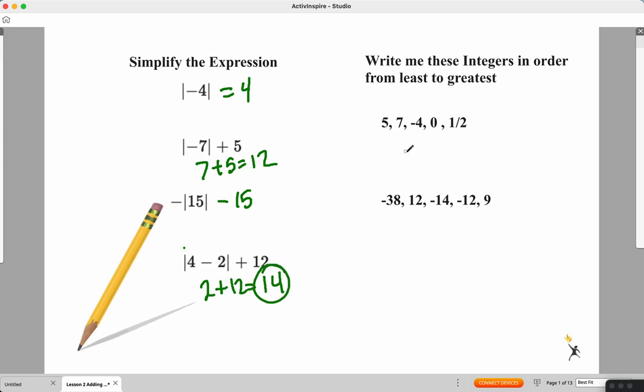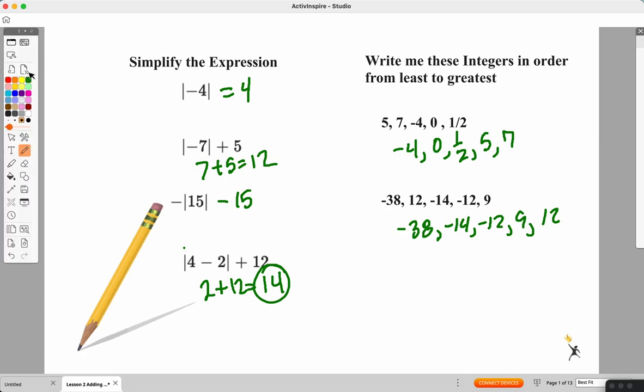All right, then order from least to greatest. First thing we're looking at is -4, 0, 1/2, 5, and 7. Working my way here, it's the same idea. -38 happens to be the least, it's farthest to the left. Then -14, -12, 9, and 12. The positive numbers will always be to the right of the negative.